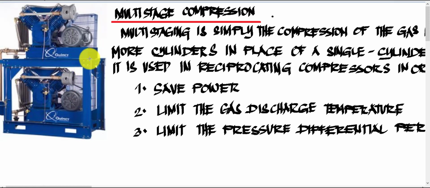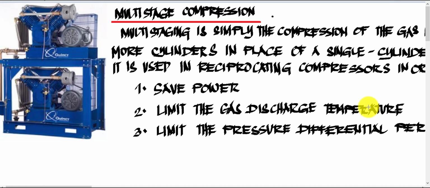Later I will show you in the computation how we are able to save power by using a multi-stage compressor. Then we also have better reliability. The intercooling stage of two-stage compression creates less chance of overheating and limits the gas discharge temperature. So there is less heating, because we have an intercooling system to cool down the air before it goes to the second stage.